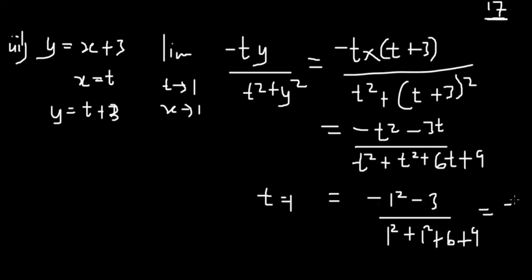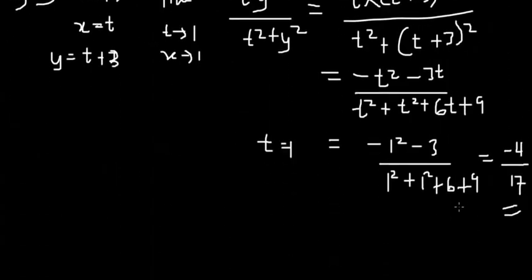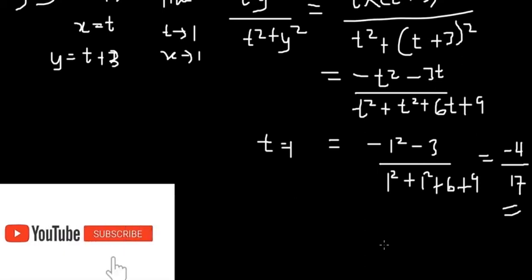This is minus 4. Okay, from here, so we have minus 1, minus 3, minus 4, and then we have 1 squared, that's 1, 1 squared, that's 1, this is 2, and then we have 8, this is 17. Now you notice that all these three answers are equal, so it means that the limit exists.